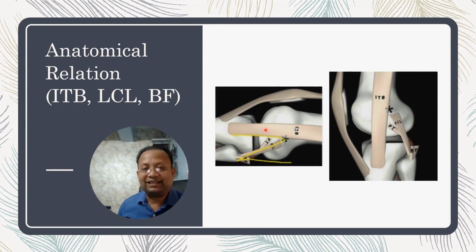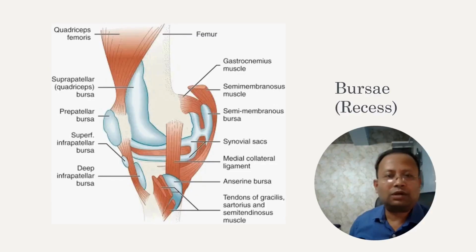So it is sometimes called the jet technique. You can say that this is the jet technique. This jet technique is used to see all three structures: iliotibial band, lateral collateral ligament, and biceps femoris tendon. Now comes the bursa.